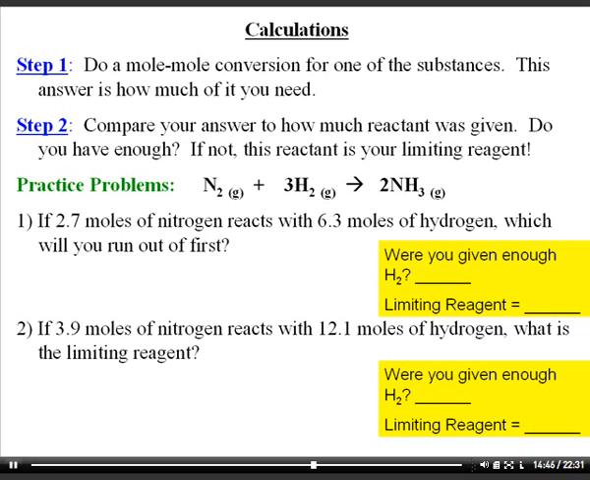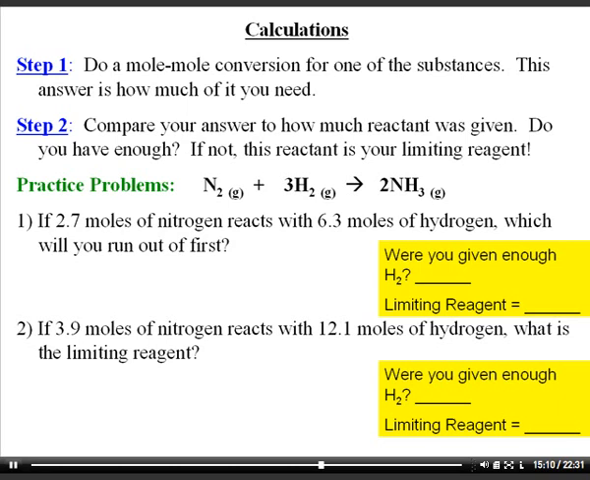So what we're going to do is a mole-mole conversion for one of the substances, and calculate how much of the other substance we need to use it all up. Then we have a comparison to do. We look at whether we're given enough of the substance. If you have enough, you're not going to run out of it, and if you weren't given enough, that's going to be your limiting reagent.